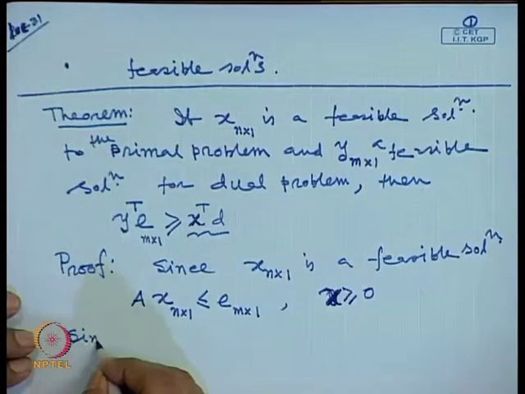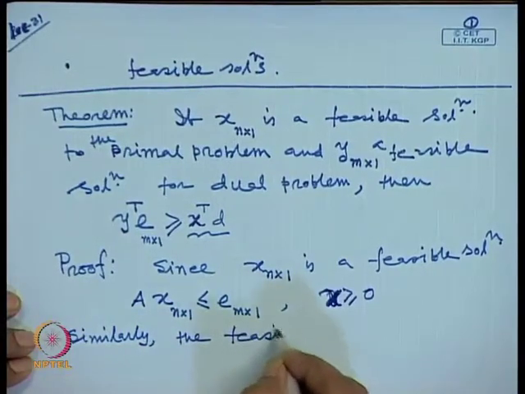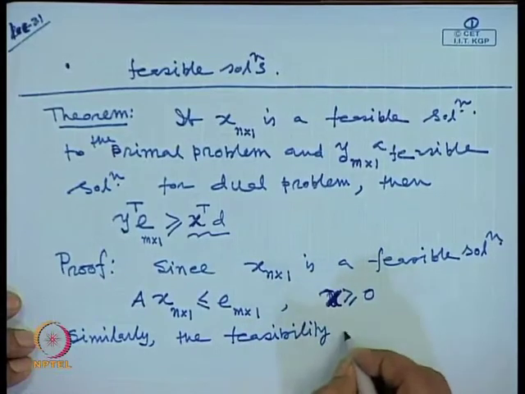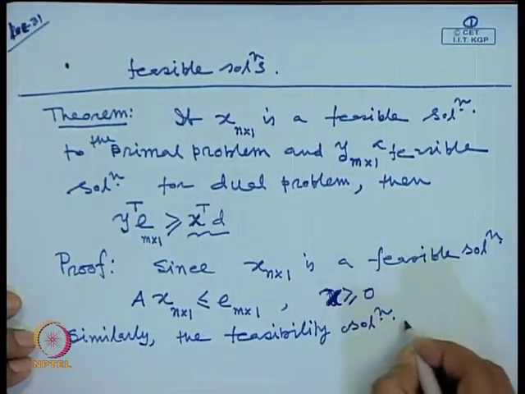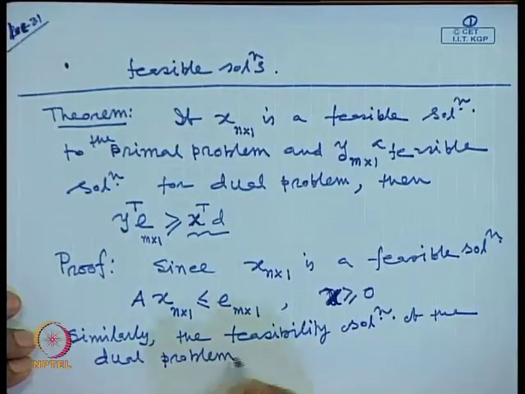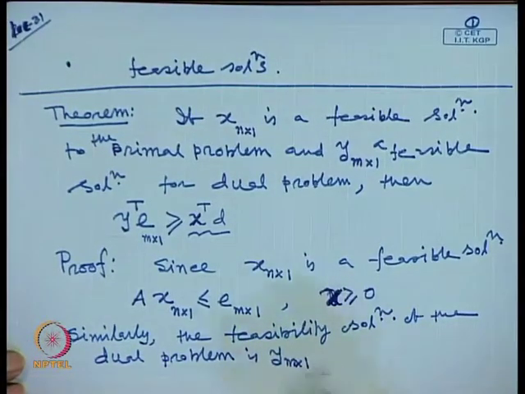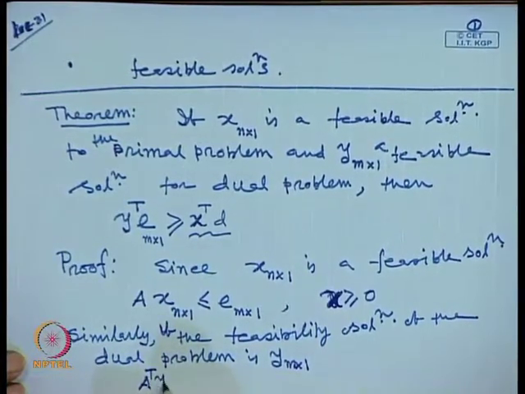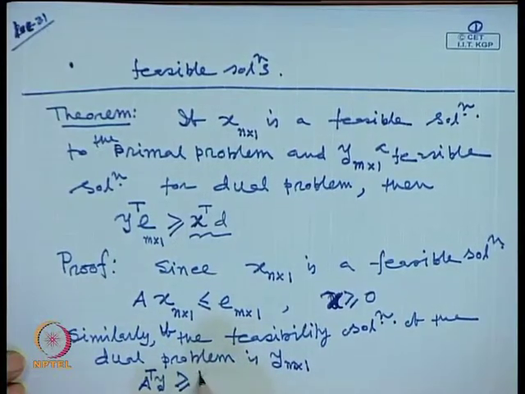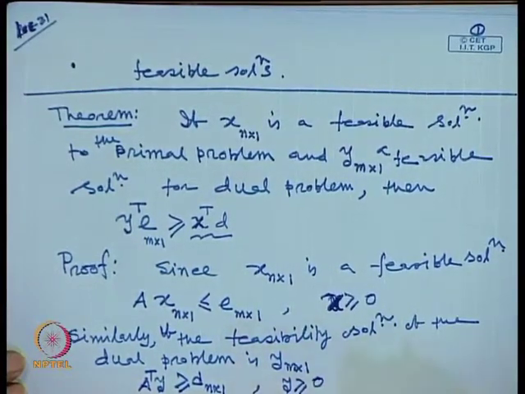Similarly, in the dual problem, the feasible solution of the dual problem is y, with dimension m cross 1. If y is a feasible solution of the dual problem, then we can immediately write A transpose y is greater than or equal to d, where d has dimension n cross 1, and the dual variables y are all greater than or equal to 0.